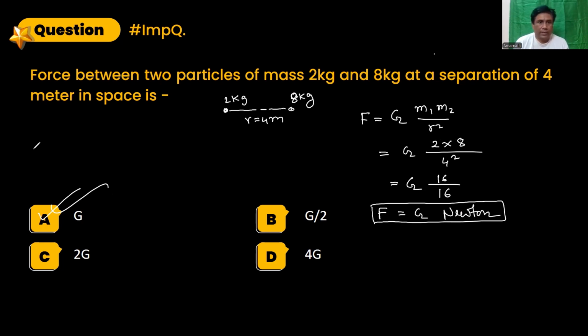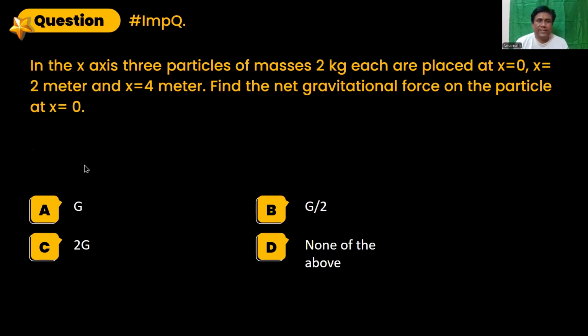So please solve another question. On the x-axis, three particles of masses 2 kg each are placed at x equal to 0, x equal to 2 meter, and x equal to 4 meter. Find the net gravitational force on the particle at x equal to 0. So please try once.